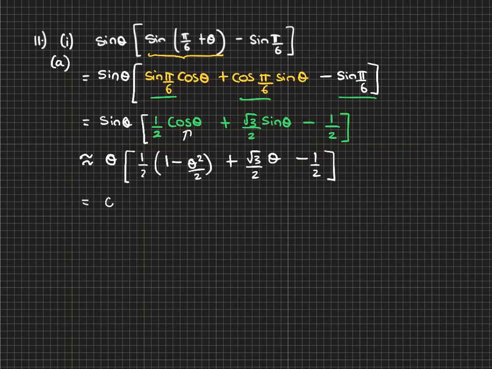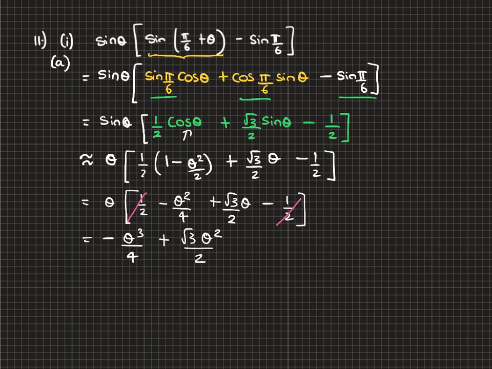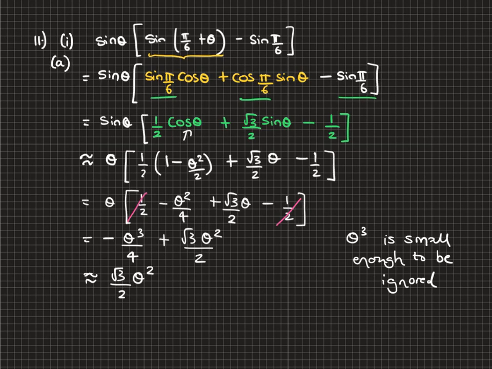Now, let's expand. So we've got a half minus theta squared over 4 plus root 3 theta over 2 minus the half at the end. This half and this half cancel, and then we can expand, multiplying by theta, and we get this result here. But remember, the question told us that theta cubed is small enough to be ignored. So that means we can take that out of the running, and the result is root 3 over 2 theta squared. We'll need that result later on.